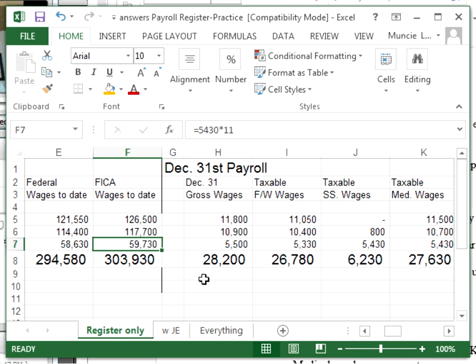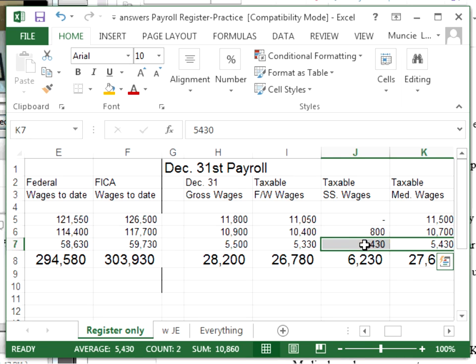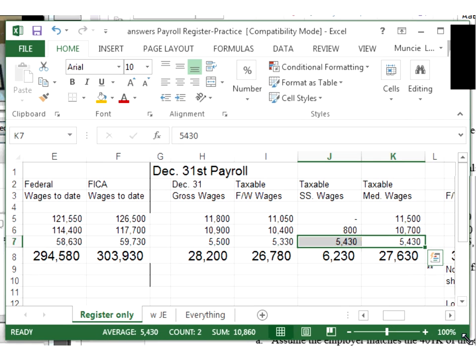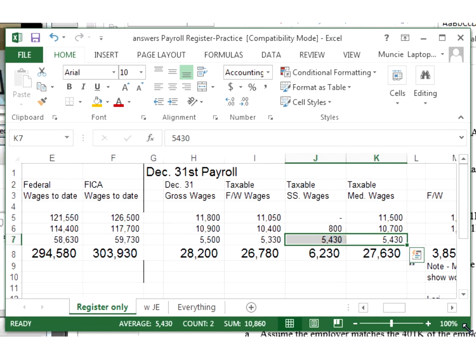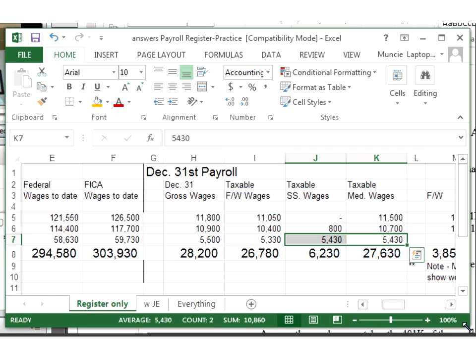Our final employee is nowhere near the cap. Therefore, all of his wages are not only taxed for Medicare, but also for Social Security. So now I've got a good base to start with. Now I can start calculating my federal withholdings.